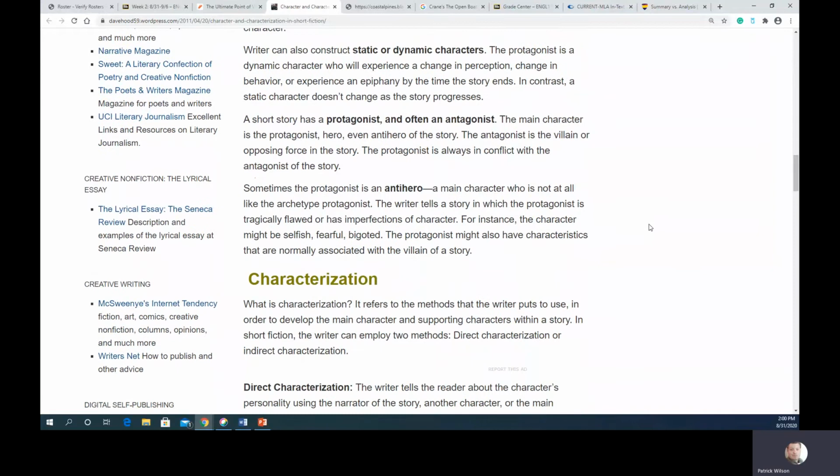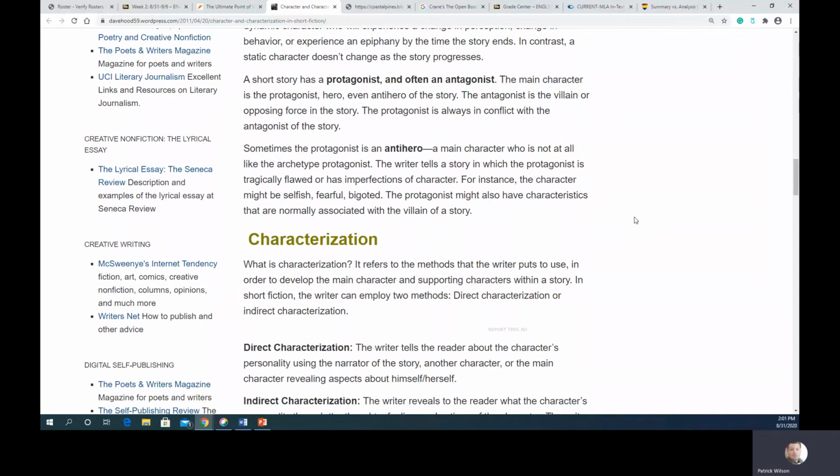Protagonist and antagonist. The protagonist is usually the main character, hero, sometimes even the anti-hero of the story. The antagonist is usually the villain or the opposite, opposing force in the story. So those are usually easy to pick out. We see those in films. We see those in episodic TV shows. There's protagonists and antagonists in cartoons, that type deal.